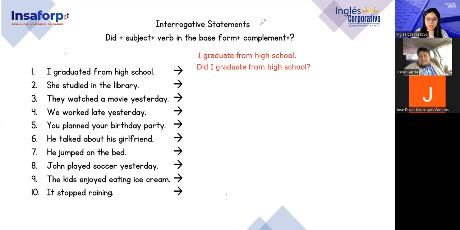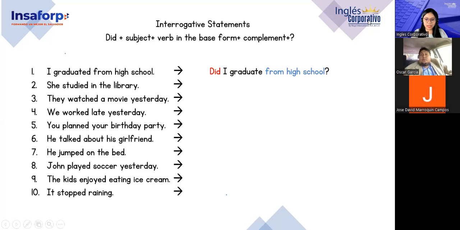So, speaking practice. Number one, did I graduate from high school? How about number two? ¿Cómo quedaría en base a lo que les acabo de explicar? Did she study in the library? Okay, did she study in the library? Okay, lo único que cambiaría en este caso es la forma pasada a presente, okay? Did she study in the library?